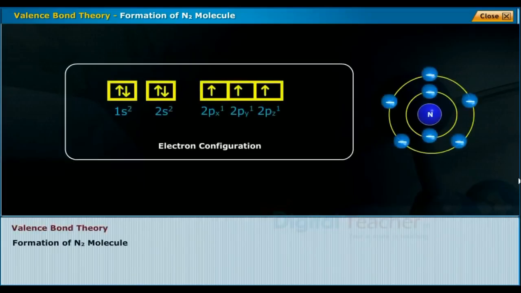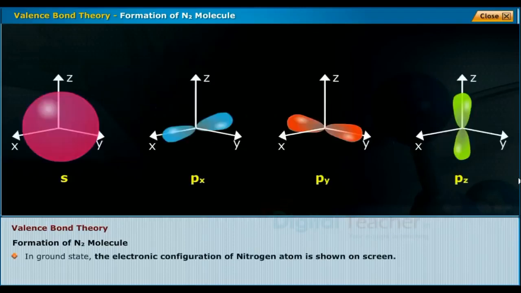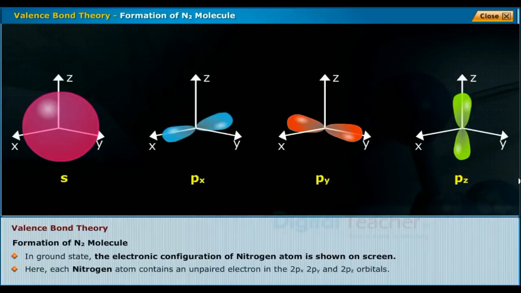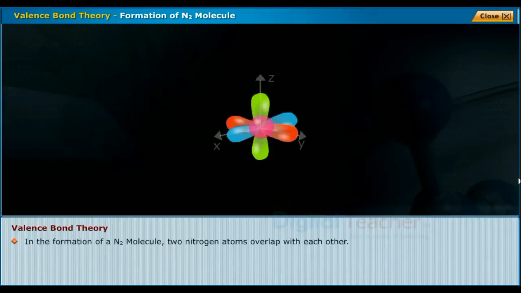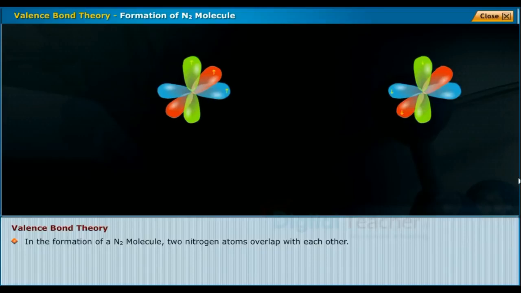Formation of nitrogen molecule. In the ground state, the electronic configuration of nitrogen atom is shown on screen. Here, each nitrogen atom contains an unpaired electron in the 2px, 2py, and 2pz orbitals. In the formation of an N2 molecule, two nitrogen atoms overlap with each other.